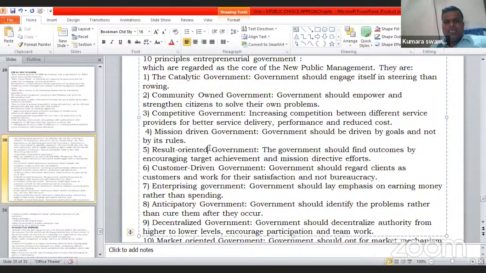And government should be customer-driven. Means whatever the customers or the people require and want, according to their opinion the government needs to work. It has to satisfy the citizens and the clients, but not the bureaucrats. Then enterprising government: government should emphasize earning money rather than spending, generating income resources through different taxes. Anticipatory government means the government needs to guess or anticipate the future problems.